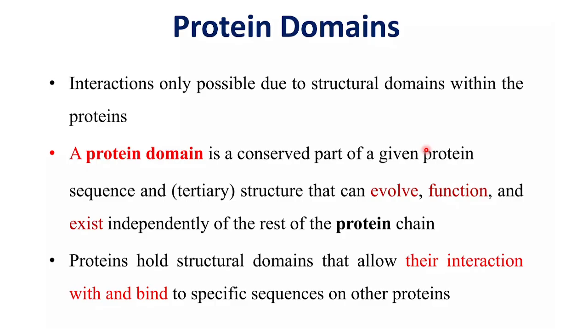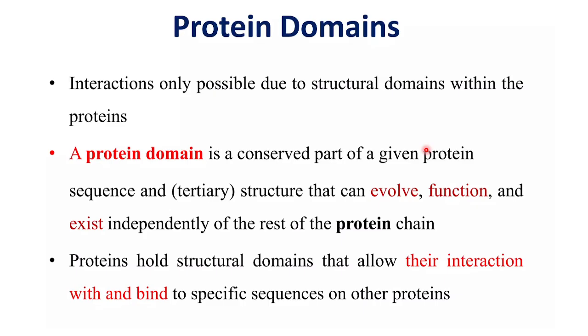Now, this is about the different types of protein-protein interactions that can happen. This is a bit of information about protein domains. Interactions are possible only due to structural domains within the proteins. It cannot be an extracellular portion that is not attached to the protein or a dissociated portion. It has to be a part of the protein. A protein domain is a conserved part of a given protein sequence and tertiary structure that can evolve, function, and exist independently of the rest of the protein chain.